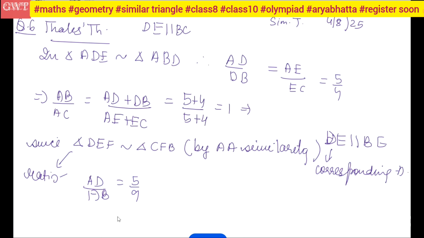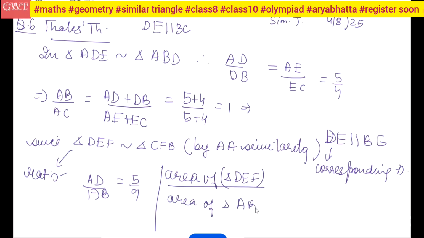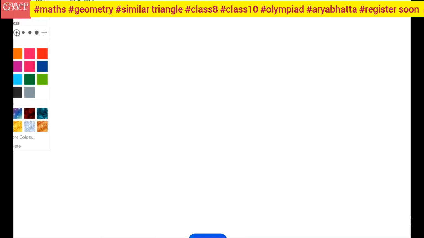So I will use one kind of thing. What is that? Area. So area of triangle DEF divided by area of triangle ABC is equal to nothing but 5 by 9 whole square, which is 25 by 81. But we have been asked about a different triangle. Now I have this triangle, but in our question they have asked for a different triangle. So how can I use this information to get that triangle?